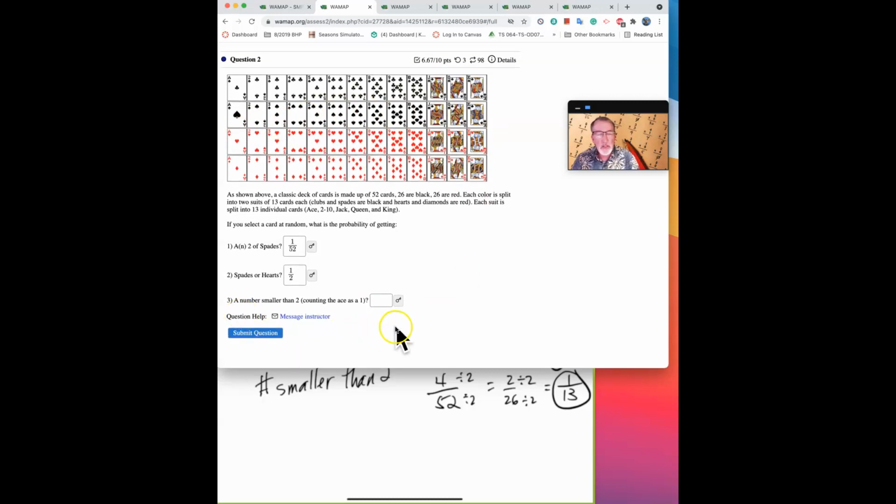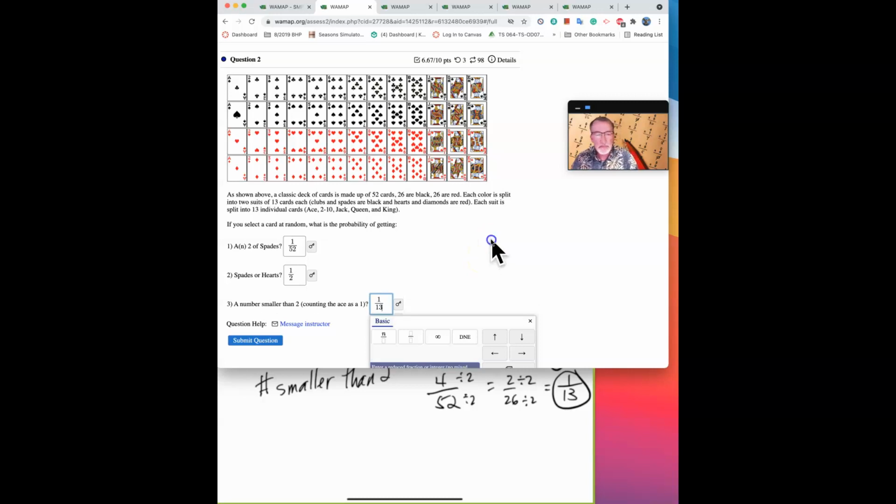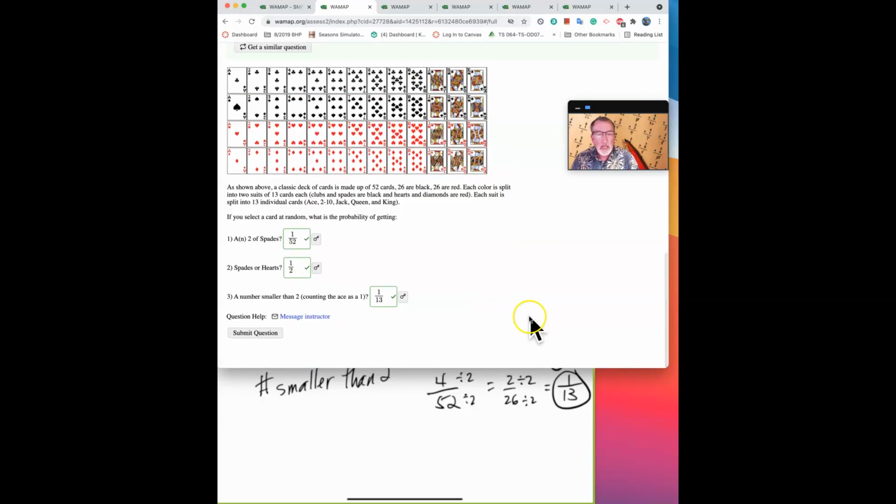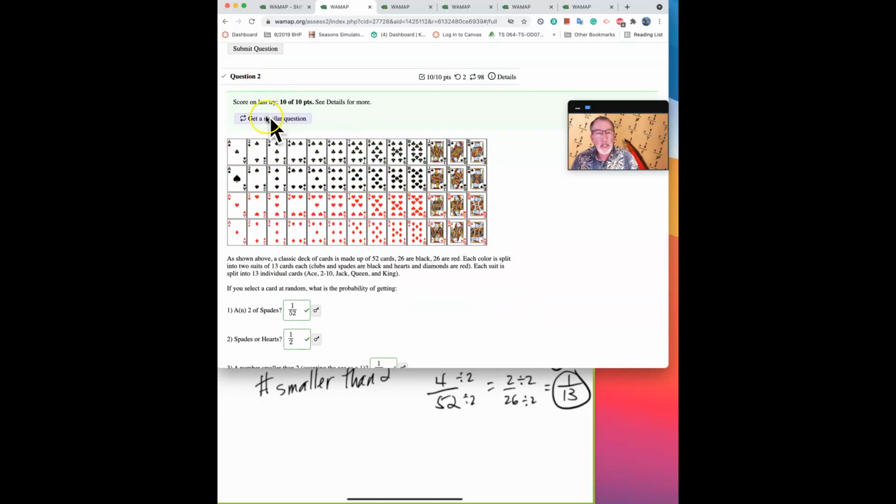And then a number smaller than 2, we had just these 4 aces out of 52. And then we reduce that down to 1 chance out of 13. Let's see how we did. Okay, and those were all correct. So please try these on your own. You can get a similar question and just play with this a little bit.